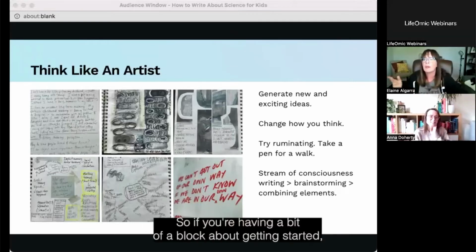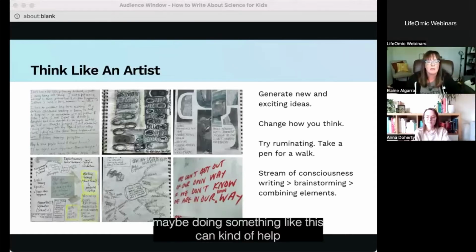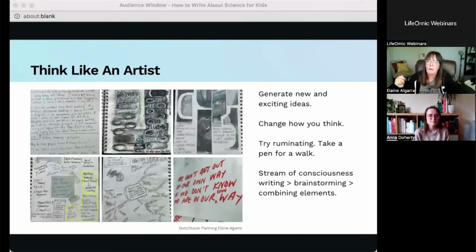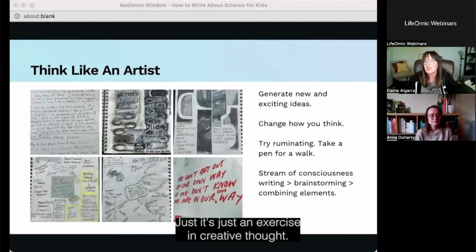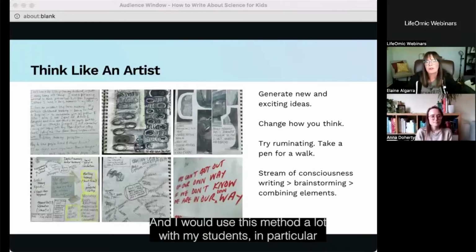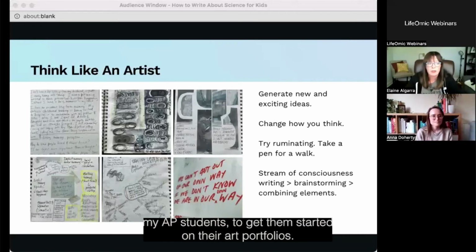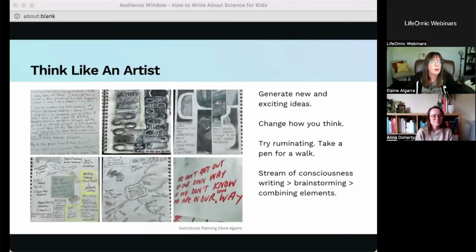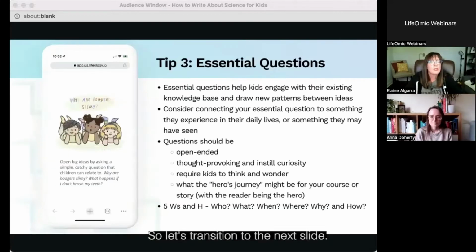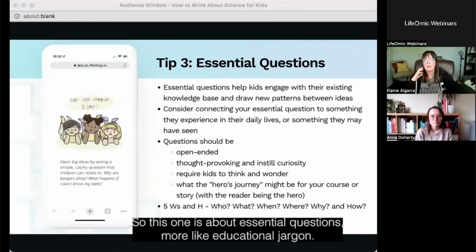So if you're having a bit of a block about getting started, maybe doing something like this can help get you unstuck. It's just an exercise in creative thought. And I would use this method a lot with my students, in particular my AP students, to get them started on their art portfolios. So let's transition to the next slide. This one is about essential questions, more like educational jargon.